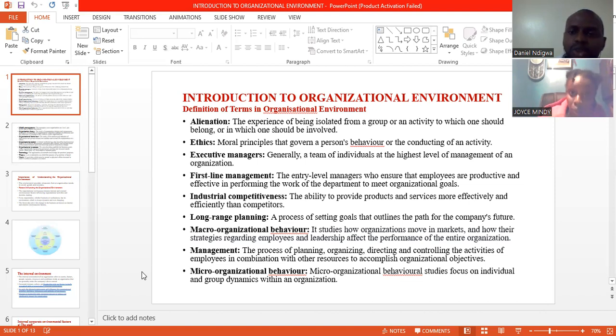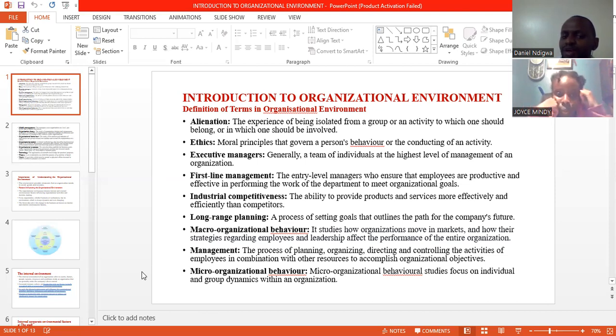But before we dive into understanding what the environment is, we have various terms that are very commonly used when we are talking about organizational environment. One of the terms is alienation. Alienation is the experience of being isolated from a group or an activity to which one should belong or in which one should be involved. Sometimes you might be isolated from a certain group. And if that happens, then you can say that you have been alienated from that group. You have been isolated or separated from that group.